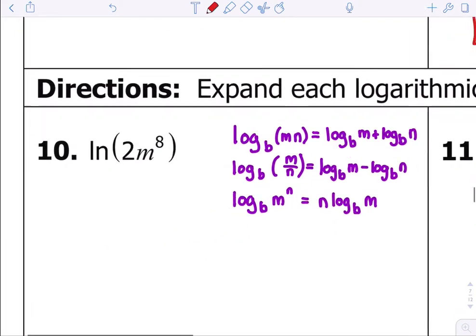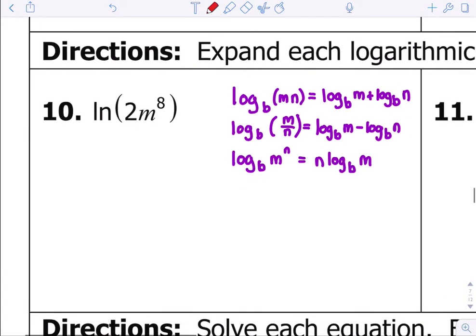Number 10. Okay, we're going to be expanding. There's multiplication in between here, you guys, which means we're going to be using the product rule. So we have natural log of 2 times natural log, oh sorry, not times. When it's times, we have to add natural log of m to the 8th power. And when we expand, you cannot have powers, so natural log of 2 plus, now we use the power rule to bring the 8 to the front: 8 ln of m.